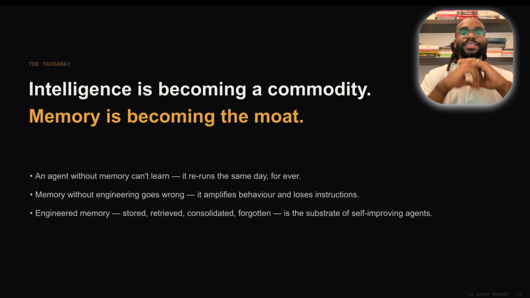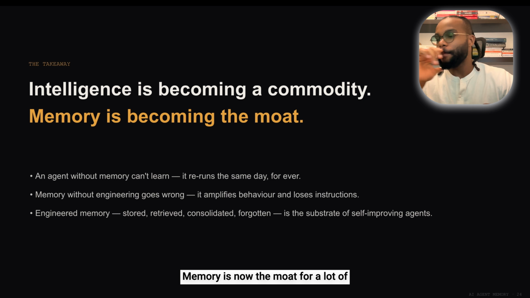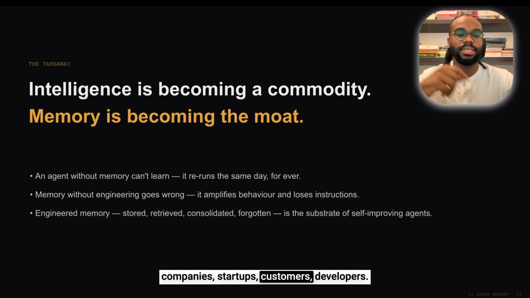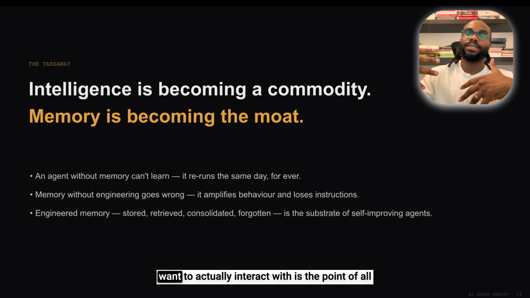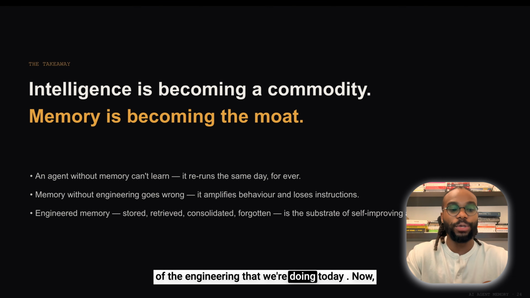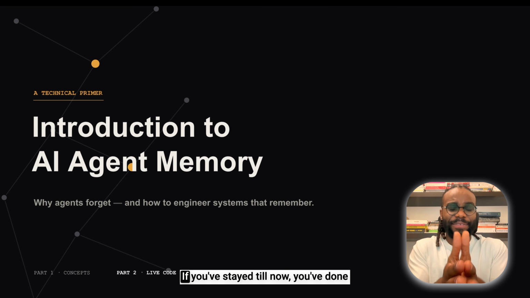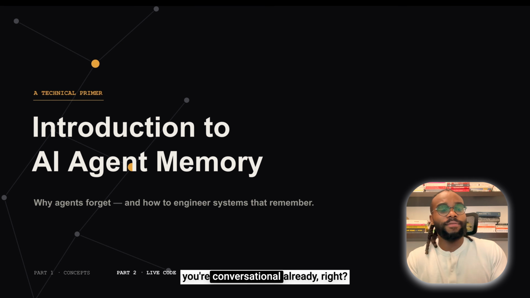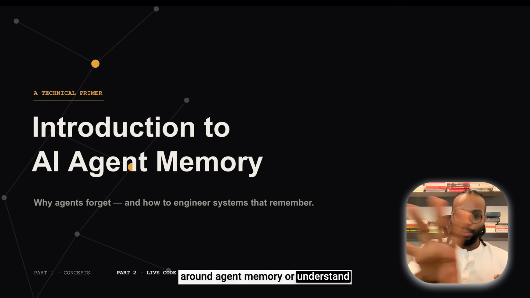Everyone is trying to tackle memory and own it, essentially. Memory is important. The intelligence that we get from the model is basically a commodity at this point. Memory is now the moat for a lot of companies, startups, customers, and developers. Understanding memory, solving memory, and building a system that people would want to interact with is the point of all of the engineering we're doing today. Now, we can actually start to go into some code. If you've stayed till now, you've done really well. And I hope at the very least you're conversational already, right? You can handle conversations around agent memory or understand what is happening in the space.